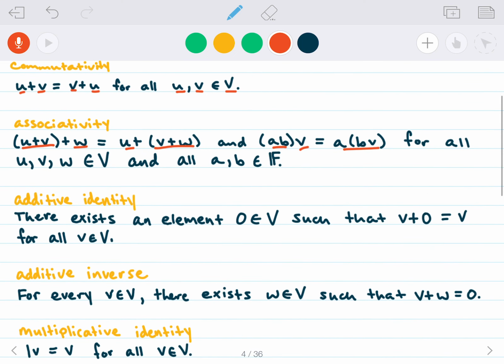Additive identity means that there is an element 0. It doesn't necessarily have to be the 0 that we know and love, but there is an element 0 so that when we add 0 to a vector, we're going to get that vector, right? So, you can think of, with real numbers, if you take a number and you add the number 0 to it, you're going to get the number that you started with, okay? The real numbers turn out to be a vector space.